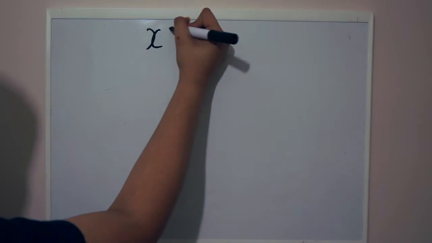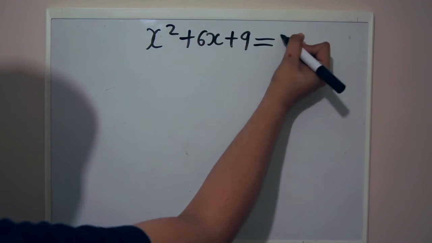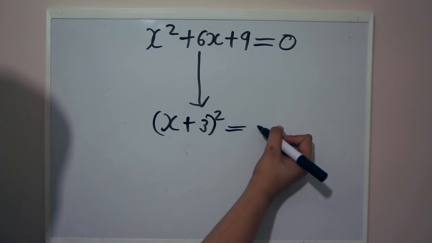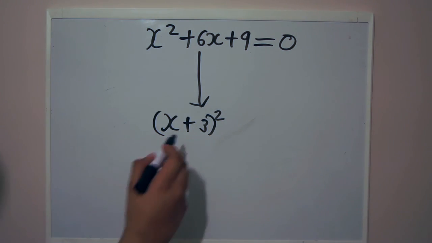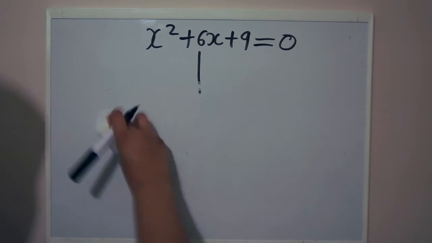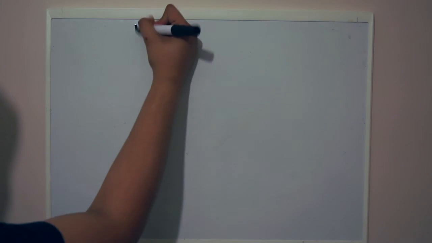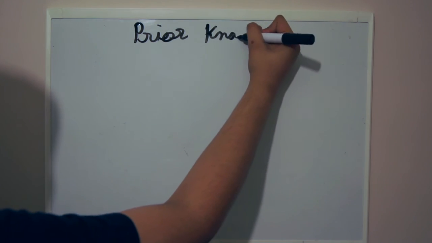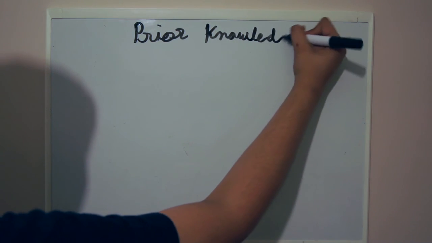What we're looking to do is to take an equation like this one and convert it into a perfect square form like that. Now before we continue, there's some prior knowledge that you need to have so you can understand and solve problems like these.